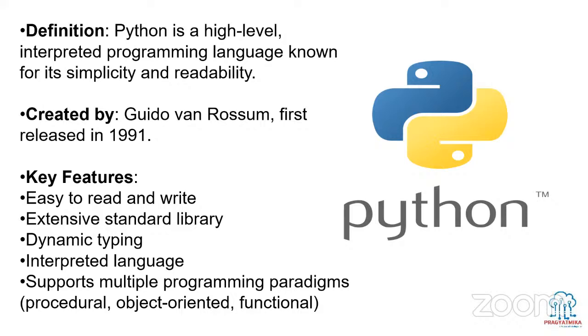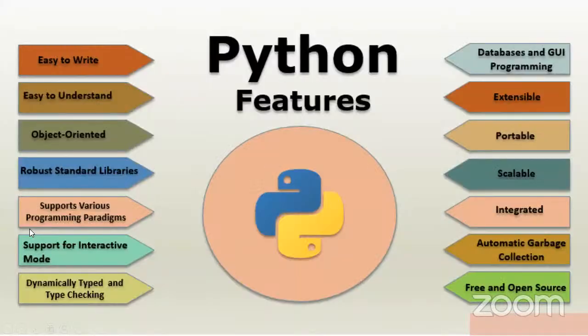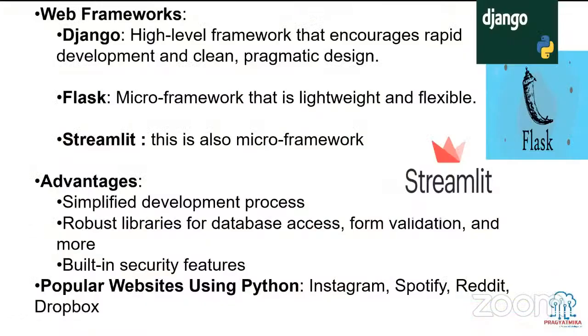Python supports multiple programming paradigms. That is procedural programming, which means we'll be writing our code in the form of procedures. It is also an object-oriented programming language, which we call OOPS. Object-oriented programming means we'll be writing our code in terms of real-world objects and classes. And functional, where we'll be creating different functions in our programming. So these are the key features of the Python programming language.